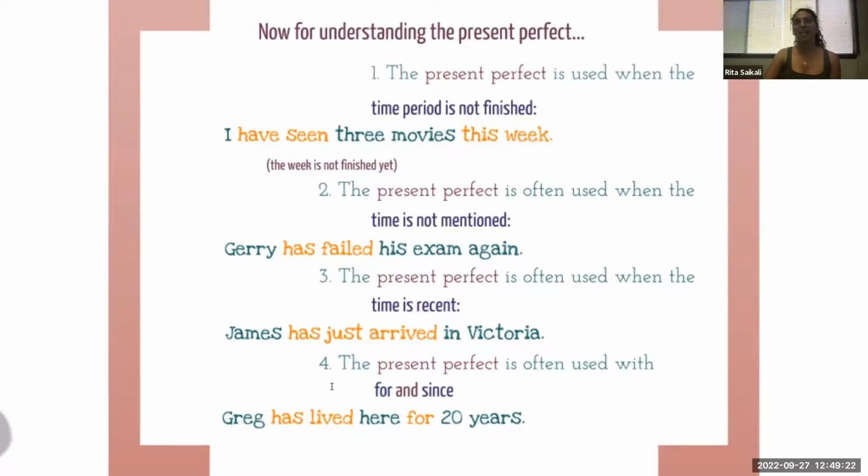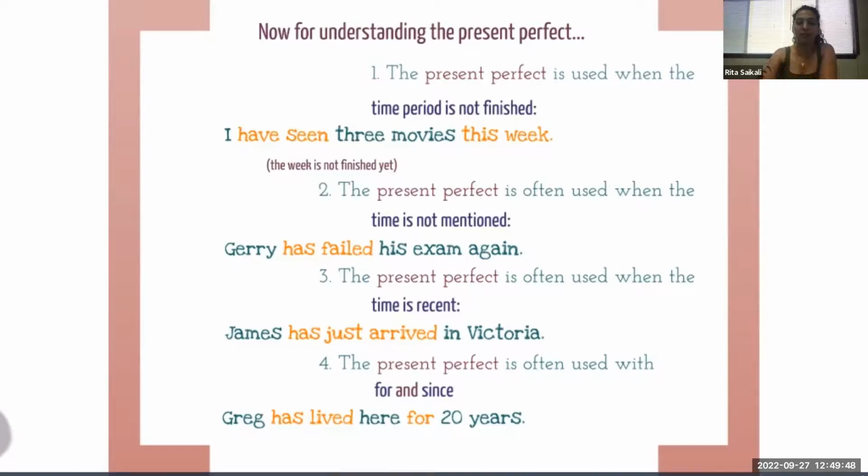Tony has won 3 awards since he began acting. Yeah? Does that make sense? So again, we use it when the time period is not finished, when the time is not mentioned, when the time is recent, and when we use for and since. Cool?